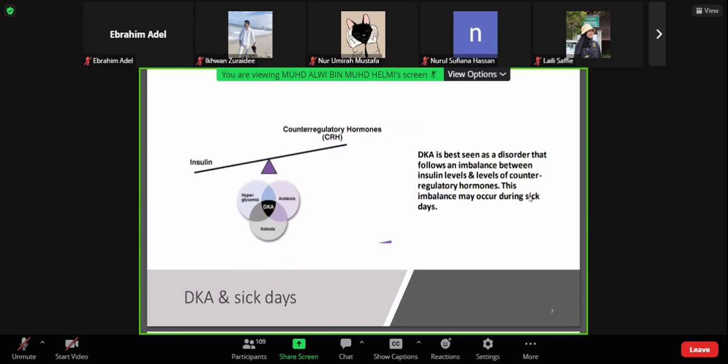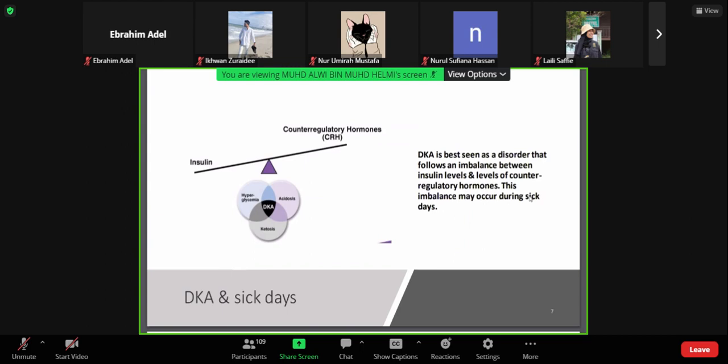Okay, so basically DKA is due to an imbalance between insulin and counter-regulatory hormones, so it leads to hyperglycemia, acidosis, and also ketosis. Okay, why? You have to understand, without insulin, you will not be able to utilize the glucose inside your blood. So just imagine you've got a lot of glucose inside your blood, because you don't have insulin. So a lot of glucose, and for example, you've got a child who is sick.